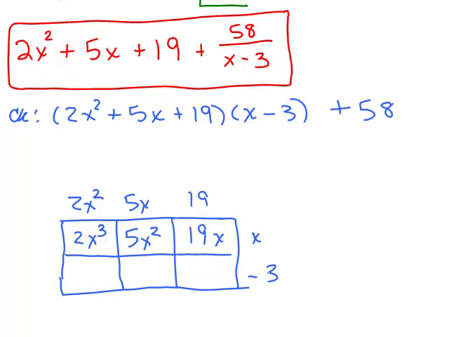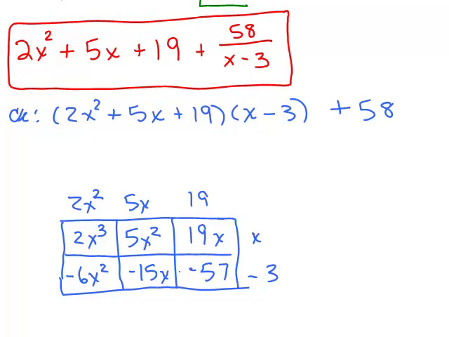All right, and then we're going to do the same thing. The next thing would be to multiply -3 times everything in there. So let's do -3 times 2x squared is -6x squared. -3 times 5x is -15x. And -3 times 19 is -57. And then we have to add like terms.